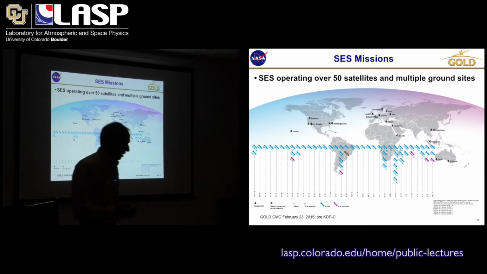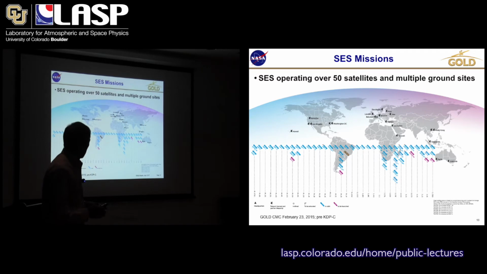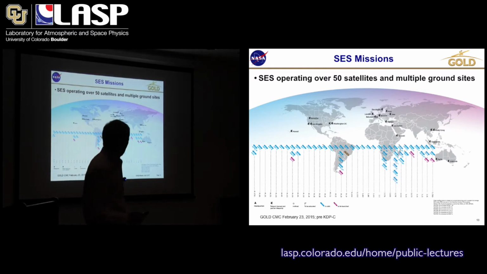Just to give you a little context on SES, this is somewhat dated. This is from 2015, and they had, at the time, 55 satellites in orbit. These things have lifetimes typically of about 15 years, and even with that many satellites, you can do the arithmetic pretty quickly. 15 years lifetime, 55 satellites. You need to put up about 3 a year just to maintain your fleet.